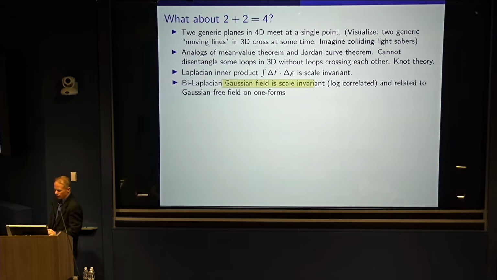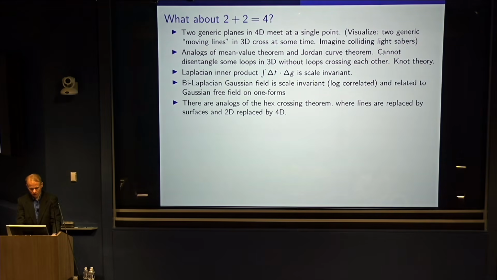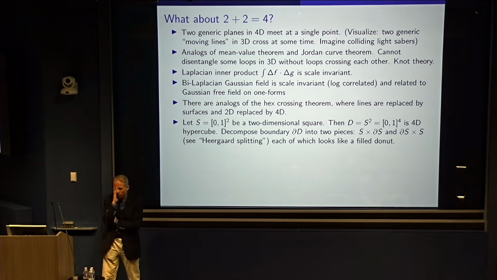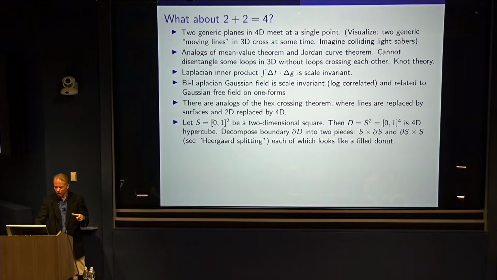So it's a very closely related subject. There are also analogs of this hex crossing theorem, where lines are replaced by surfaces and 2D by 4D. Okay, sorry, this is the part that's going to kind of blow your mind a little bit if you haven't seen it before, but imagine that S is a square, and I write it as [0,1]^2. So [0,1] cross [0,1].